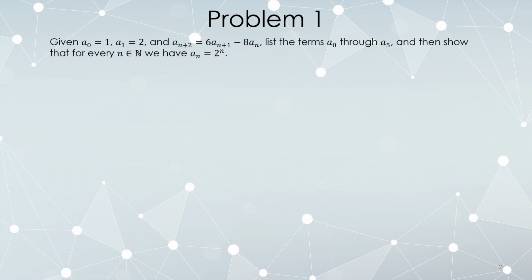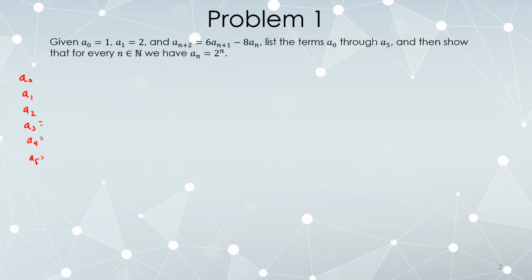All right, this problem would fit very well into the previous homework assignment. We are given a couple terms of a sequence and a recursive formula. We're supposed to list some terms and then show that for every natural number, a desired formula holds. So let's get started by listing out the terms we are asked to compute, which are a0 through a5.